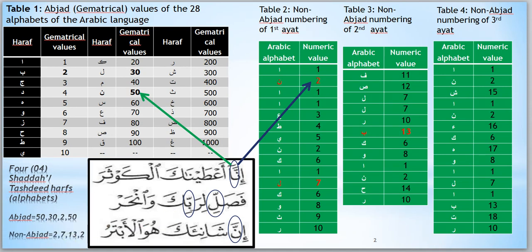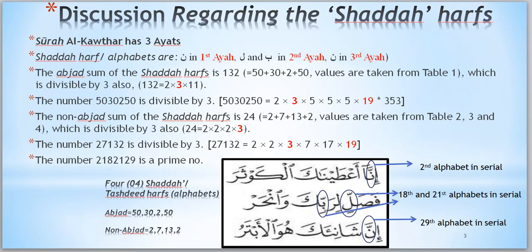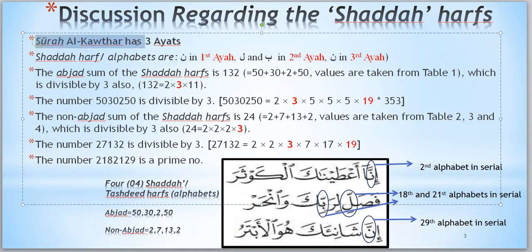Let's move to the third slide. Discussion regarding the Shadda or Tashdid harfs. We noted Surah Al-Kawthar has 3 ayats. The Shadda harfs or alphabets are Noon in the first ayat, Ba and Lam in the second ayat, and again Noon in the third ayat.